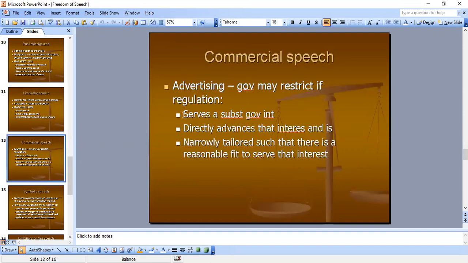Commercial speech, advertising. The government may restrict if the regulation serves a substantial government interest, directly advances that interest, and is narrowly tailored such that there is a reasonable fit to serve that interest. So basically all of these elements need to be memorized for each one, even commercial speech.